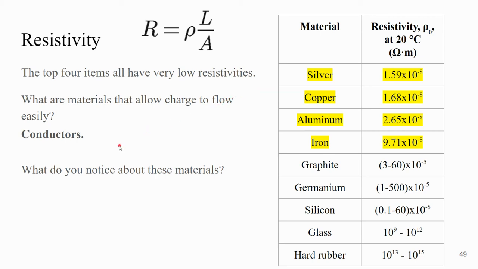So what do you notice about these materials? Silver, copper, aluminum, and iron? Yeah, those are all metals. Metals tend to be good conductors.